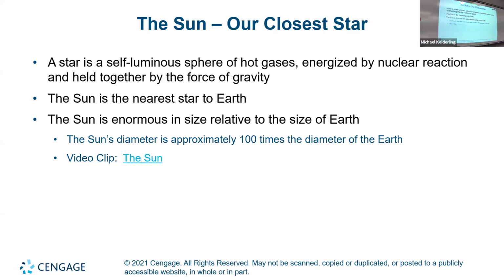So the sun's the nearest star to Earth, and it's enormous in size relative to the size of Earth. It's about 100 times the diameter of Earth. And when you think about volume, that makes it so much bigger. But like, if you took it, you can put 100 Earths across the sun. A little bit more, actually. So here's a short video about the sun.